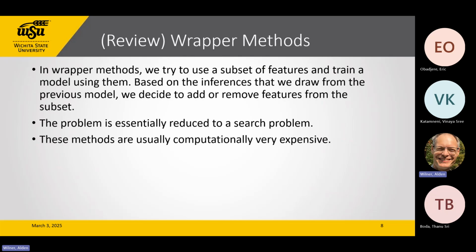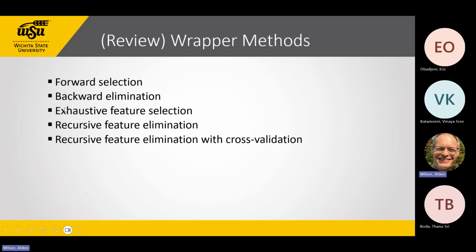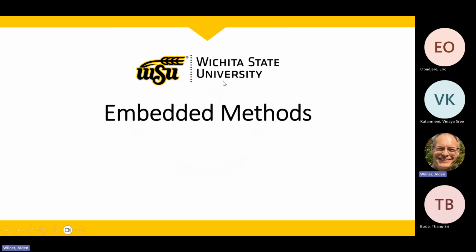Wrapper methods, we try to use a subset of features, train the model using them, and then we try to see how good our model is based on our subsets, and we try to pick the best model from the different subsets. So it's a search problem, computationally expensive. Okay, there's our wrapper methods: forward selection, backward elimination, exhaustive feature selection, which is forward selection with everything being considered; recursive feature elimination, which is basically backward elimination, but you're considering everything at all steps; and finally, recursive feature elimination with cross-validation, where you're running extra testing in there.